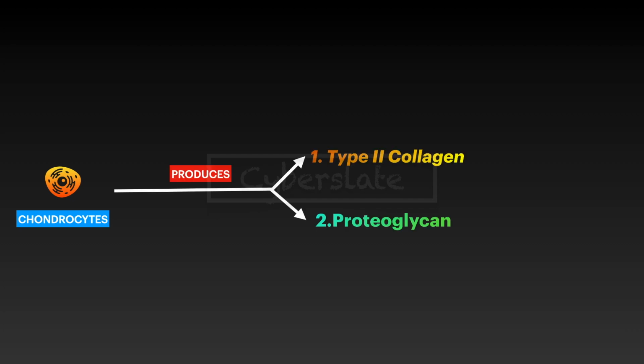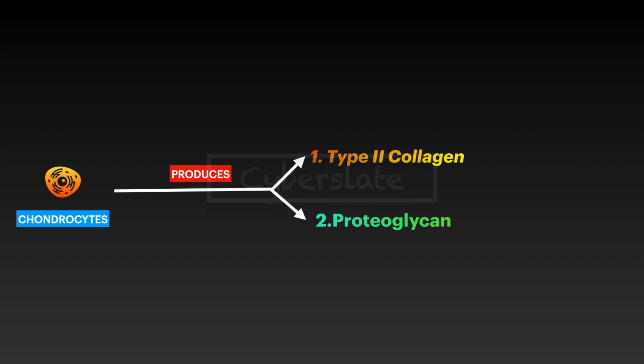Now chondrocytes. So what are chondrocytes? Chondrocytes are the cells which have secreted the matrix of cartilage and become embedded in it. And they produce type 2 collagen and proteoglycan. Type 2 collagen is the basis for articular cartilage and hyaline cartilage. And proteoglycans are proteins and a major component of the extracellular matrix.